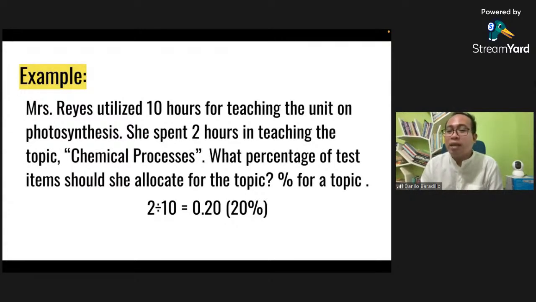So only 20% is allocated for chemical processes, knowing that she only spent 2 hours teaching chemical processes. But that's just the percentage. The problem is, how many items do we have to allocate for that certain topic? That's already the question, right? Now, let's proceed, so we know how many items should be allocated for this.